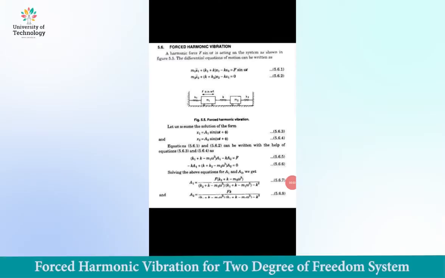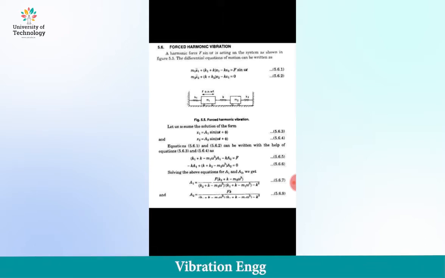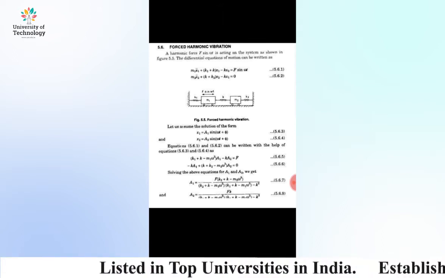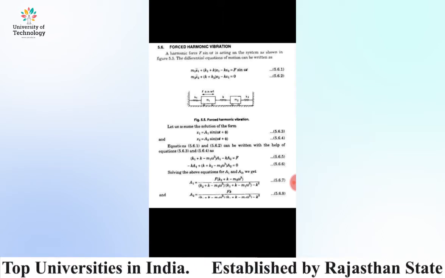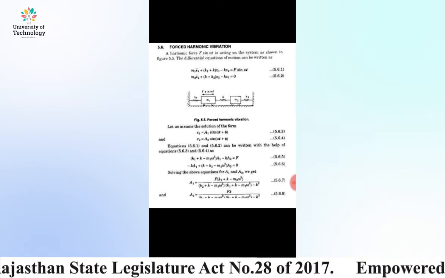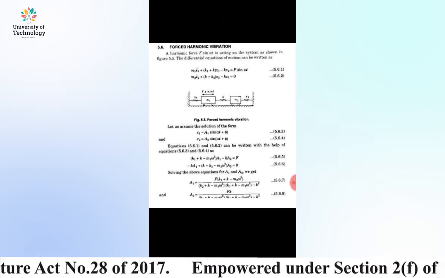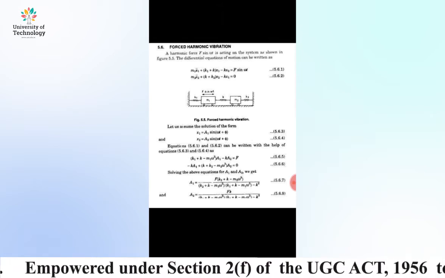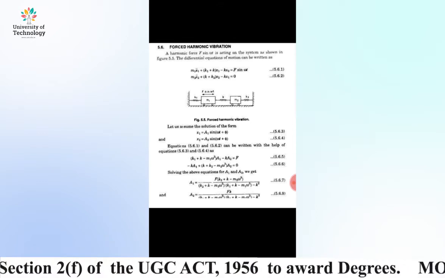Today we will discuss the topic forced harmonic vibration in vibration engineering. In forced harmonic vibration, that is, a 2 degree of freedom system, we talk about the forced harmonic vibration in a 2 degree of freedom system, in which there are two bodies, as shown in the diagram.